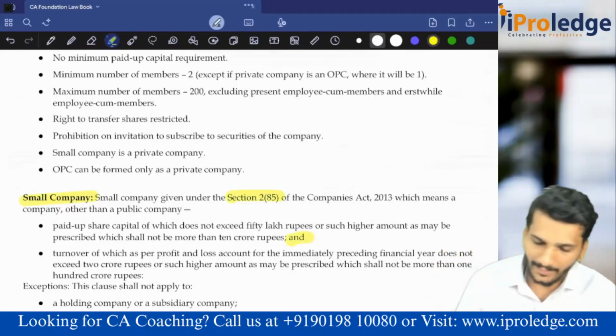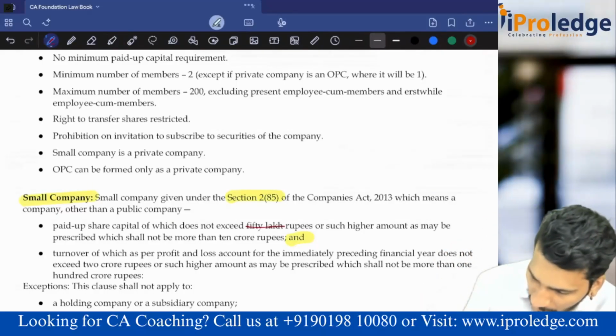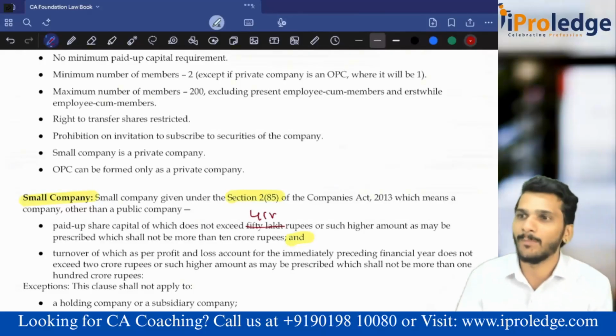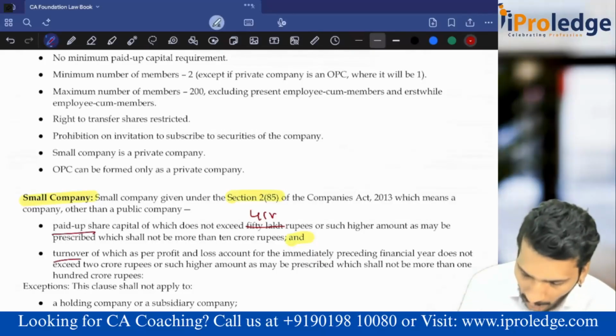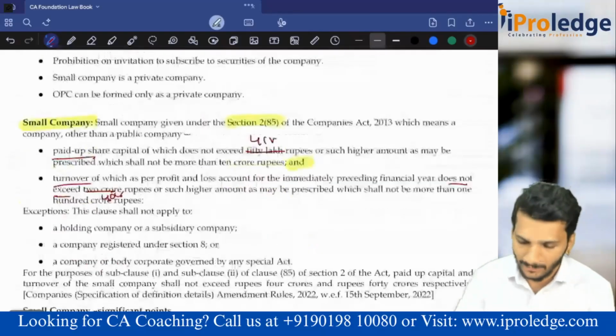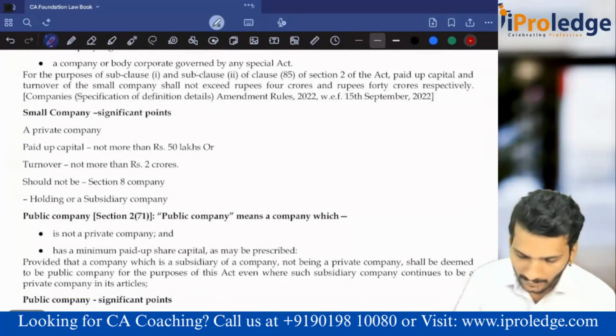Where the paid up capital does not exceed, don't write 50 lakh, it is 4 crore. They changed the number, but it is not updated here. It is 4 crores. And the second one is turnover. Turnover does not exceed 40 crore. It is updated in the next part. It is given here, small company.